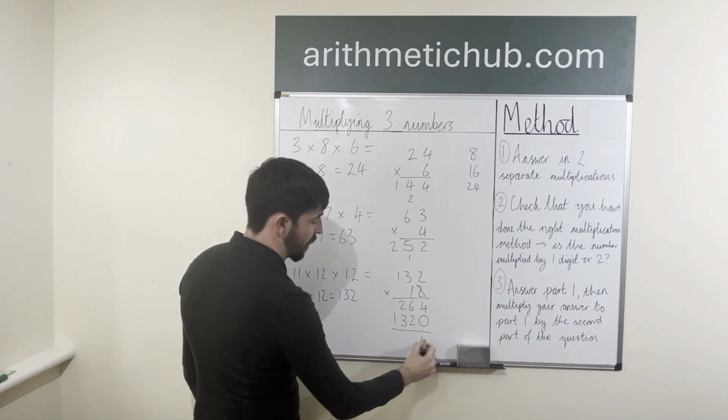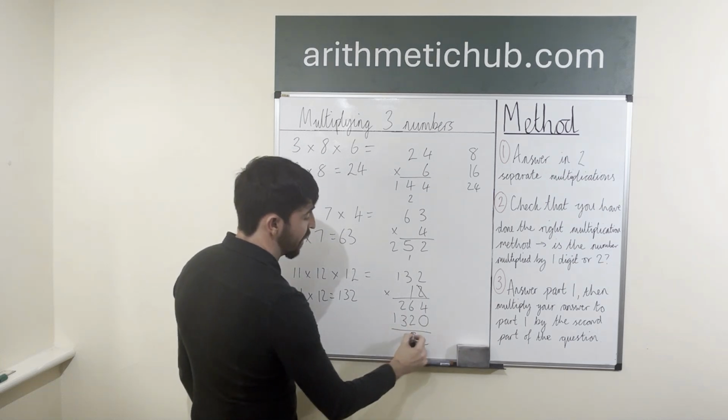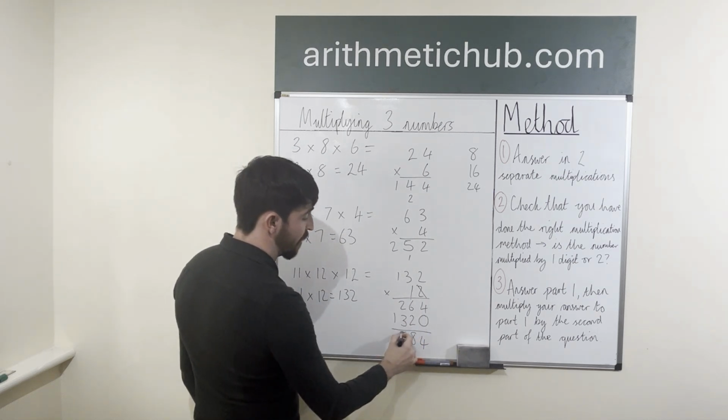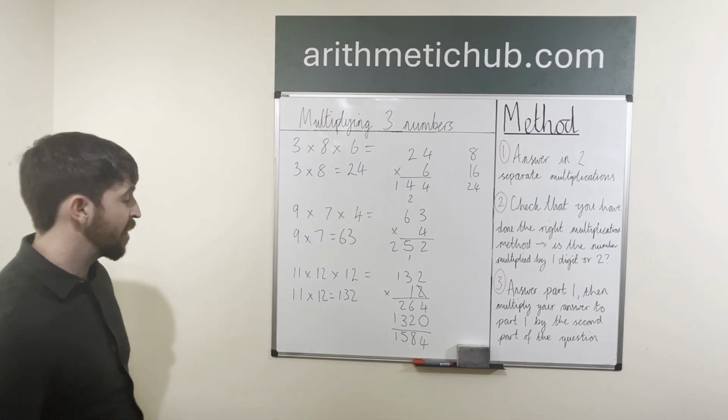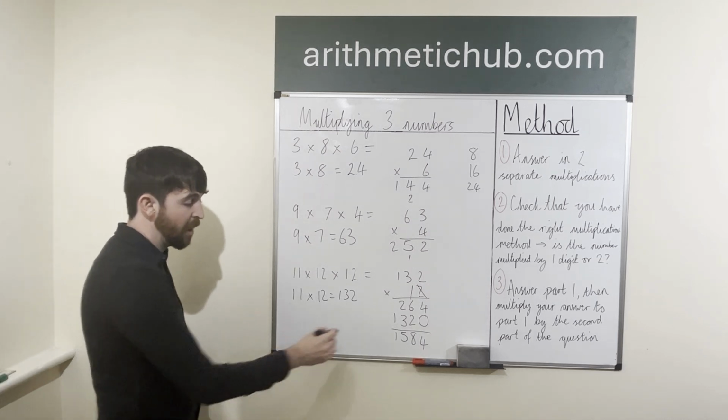4 add 0 is going to give me 4. 6 add 2 is going to give me 8. 2 add 3 is going to give me 5. And 1 add nothing is going to give me 1. So the answer to 11 times 12 times 12 will be 1,584.